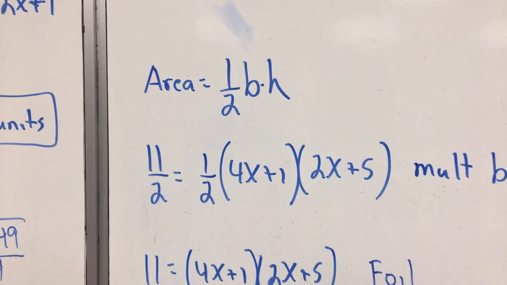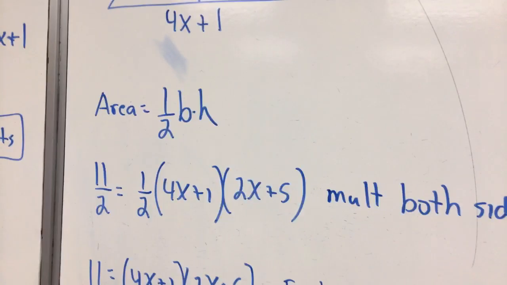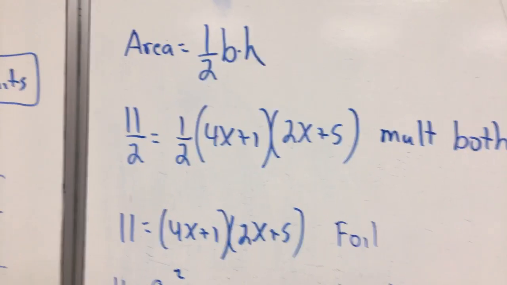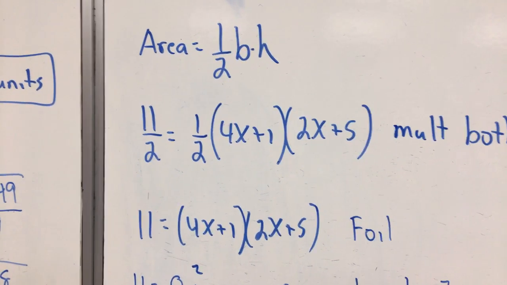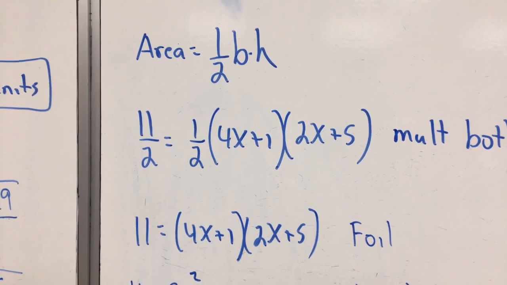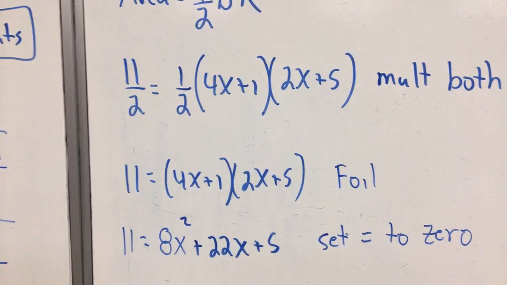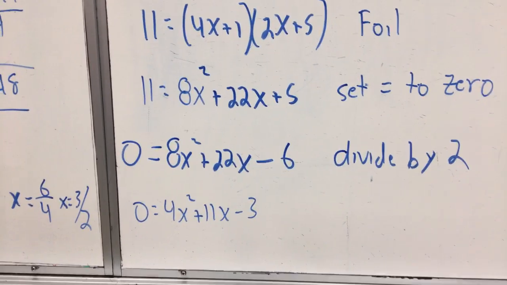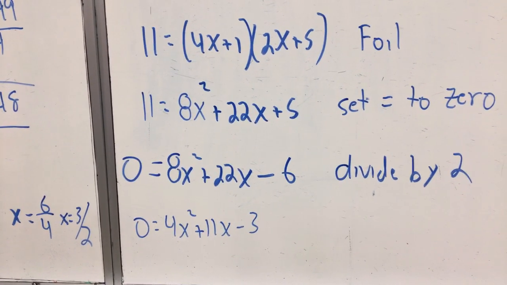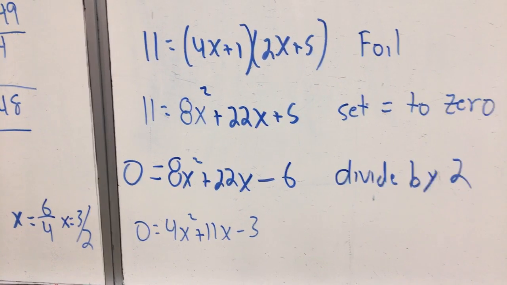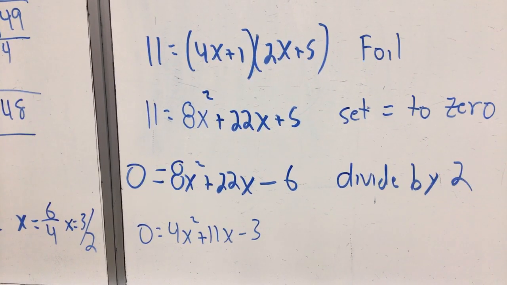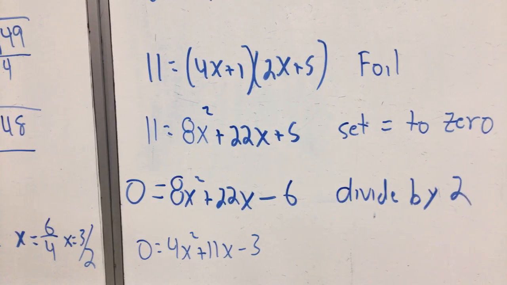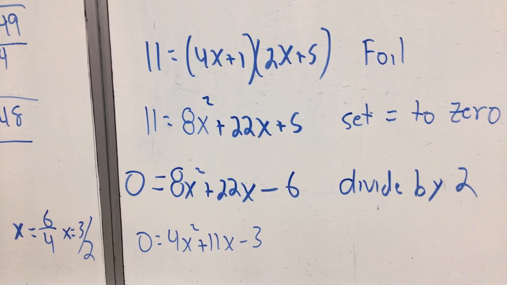Now, it's kind of nice that we have 2's on both sides, that equal sign, don't we? So multiply both sides by 2. Now you have 11 is equal to 4x plus 1 times 2x plus 5, FOIL, set it equal to 0, divide it by 2, and you have this. 0 is now equal to 4x squared plus 11x minus 3. Now once again, I know you could factor this, but don't use the quadratic formula, okay?